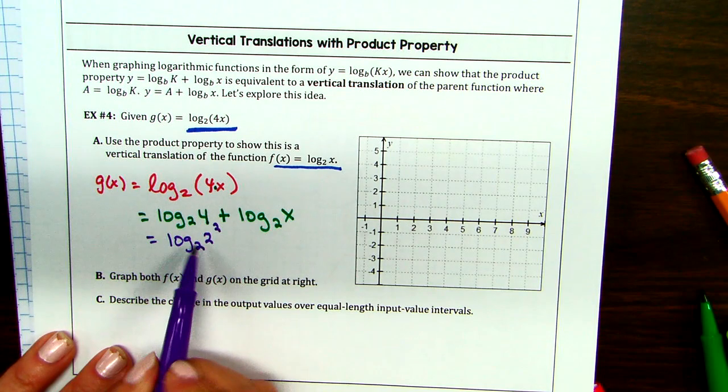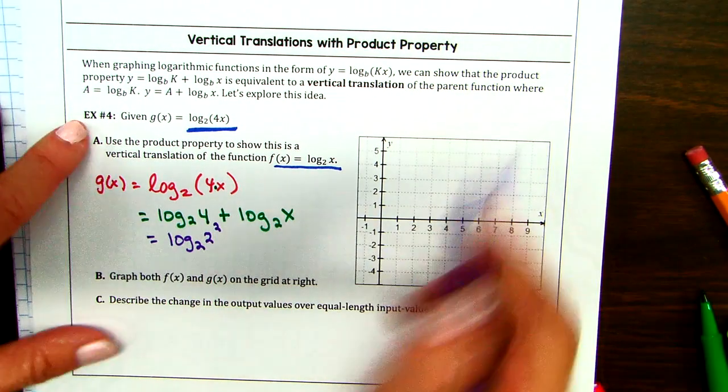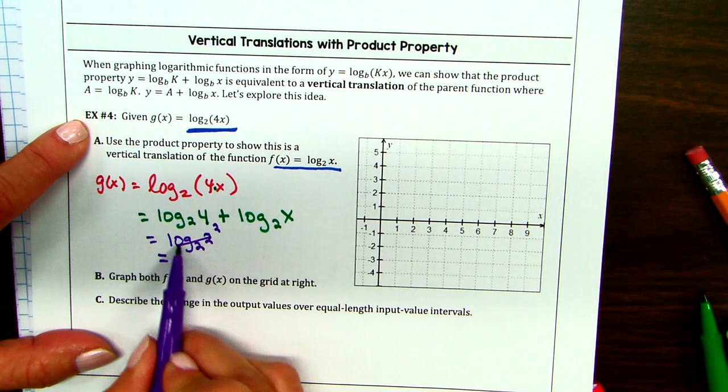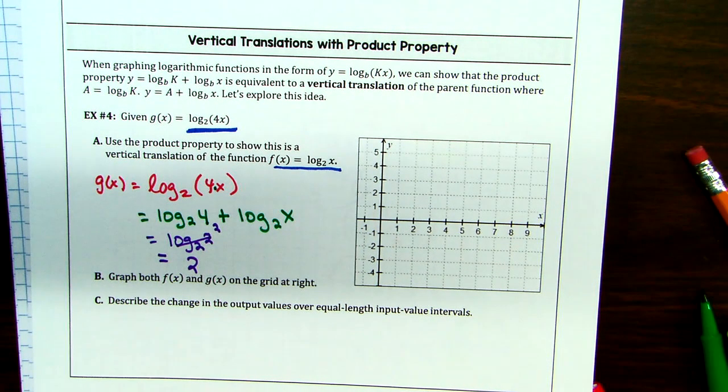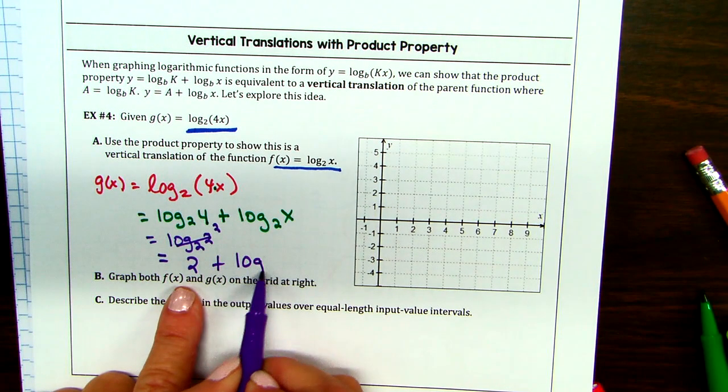Log base 2 of 2 cancels, right? That equals 1. And that 2 comes down to the front. So that whole thing just equals 2. Log base 2 of 4 equals 2. You can put it in your calculator. You Math Alpha Math with that, you'll get 2. And then we still have this guy over here.